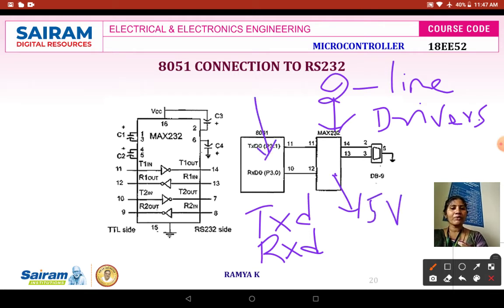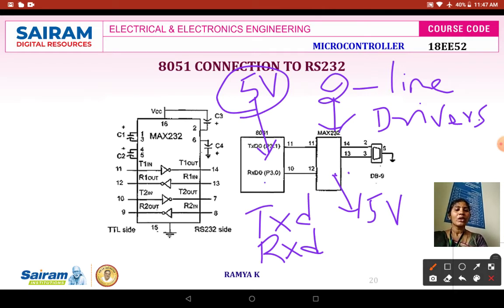Even your 8051 has to be supplied with a separate power supply of 5 volt. To make the IC work, we need to give a power supply. To do so, you can either use a single RPS for both separately, or you can use a dual power supply between these two. You cannot connect the same 5 volt to this MAX232 because it will load the circuit.